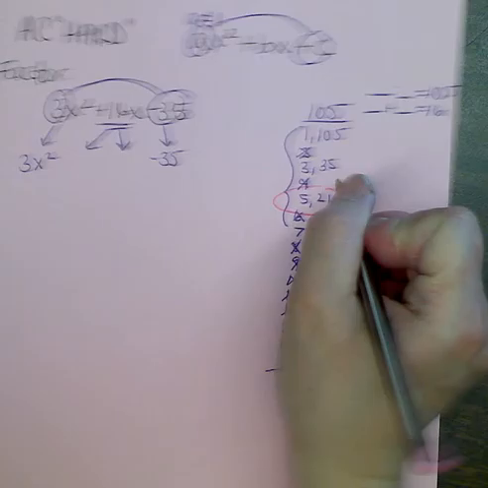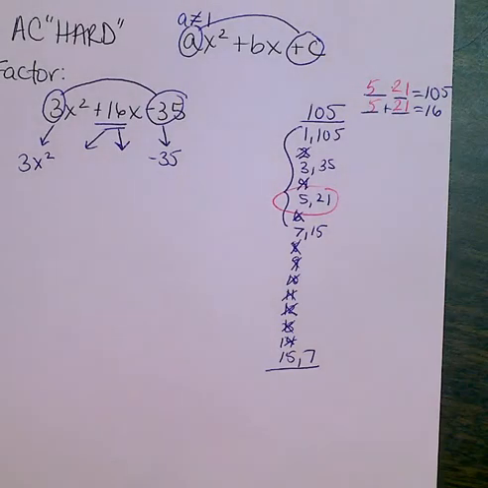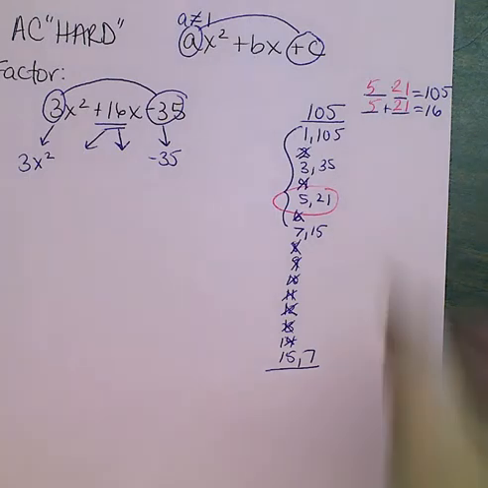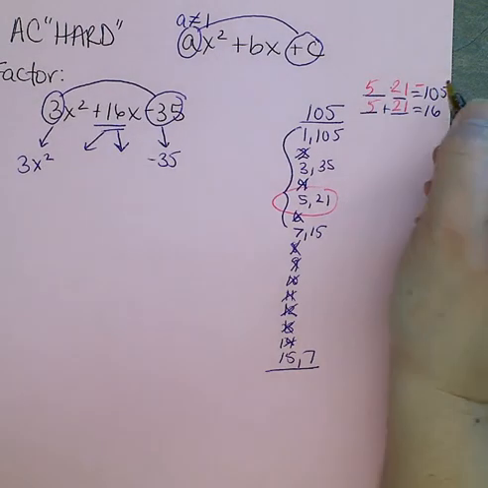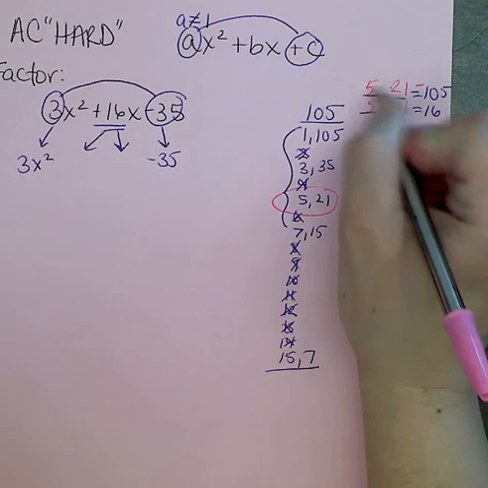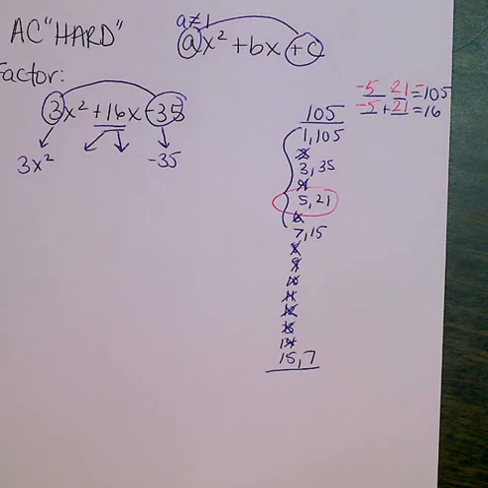5 times 21 is 105. But we want to make sure that we can add to 16. Since really we wanted 3 times negative 35, we're going to have to make one of these a negative sign. And finally, we found what multiplies to negative 105 and adds to 16.